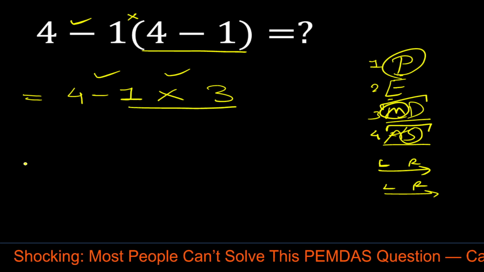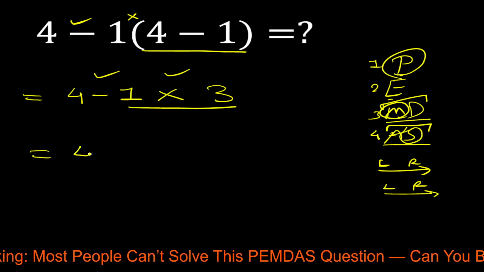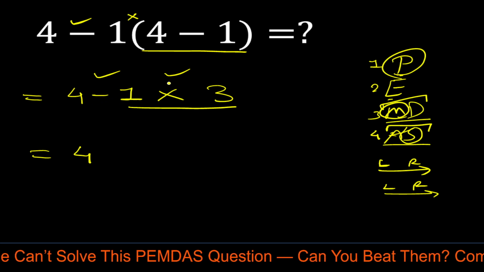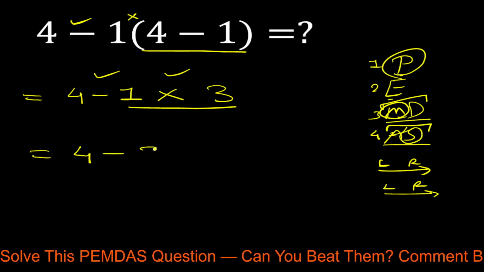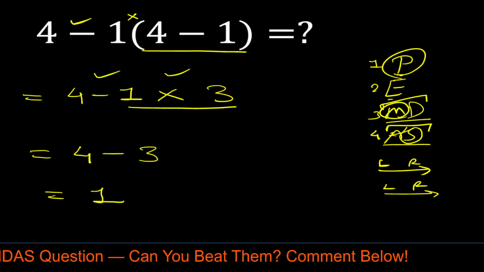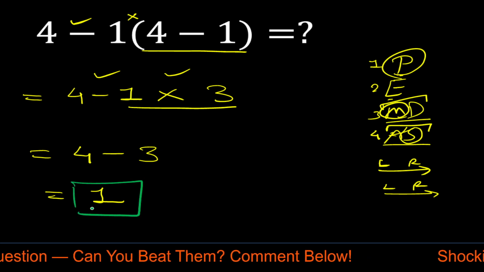So first we have to solve this multiplication. So 4, now 1 times 3 is equal to 3, so minus 3. So 4 minus 3 is equal to 1, right? So the correct answer is 1.